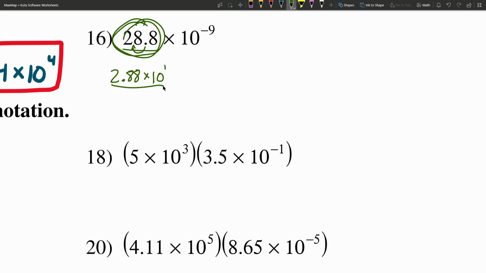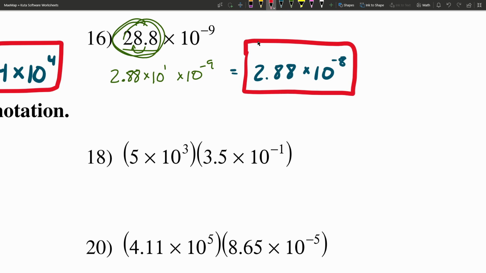So here is 28.8, and I multiply that by 10 to the negative 9th. So this is going to be equal to 2.88 times 10 to the 1 plus negative 9, 1 minus 9, which is negative 8. 2.88 times 10 to the negative 8th is my solution in scientific notation.